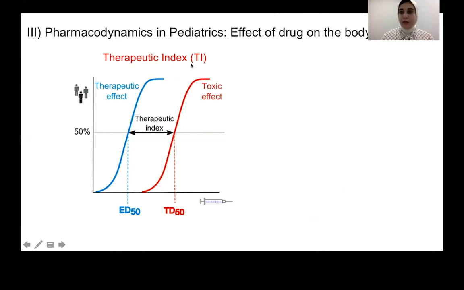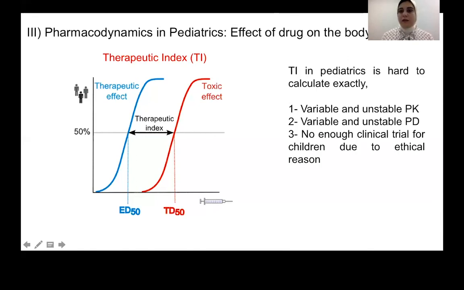What is the therapeutic index? It is this window or this area between ED50 and TD50. As we can understand simply, if the drug is safe, then it has a wide therapeutic index. High range of dose we can change freely. But if the therapeutic index is very small or narrow, it means this drug is very dangerous. Any change in the dose, even small change, may have a toxic effect.